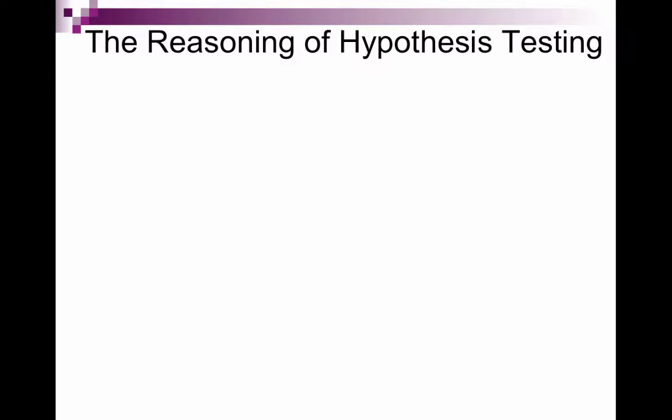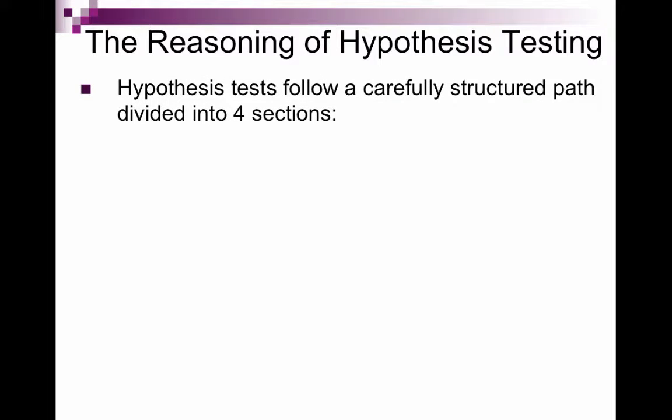We're going to continue with Chapter 20 tonight, and we're really going to look at the reasoning of a hypothesis test, and we're going to go through an example. Hypothesis tests follow a carefully structured path divided into 4 sections, and whenever you do a hypothesis test, you will have to do all 4 sections. Now, some problems of your homework will break the sections down for you within the problem, but on a test or the AP test, you will have to do all 4 sections.